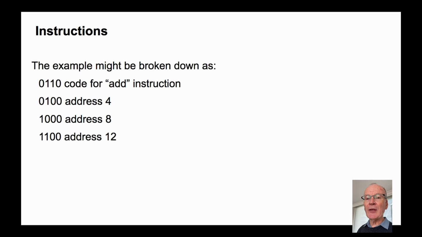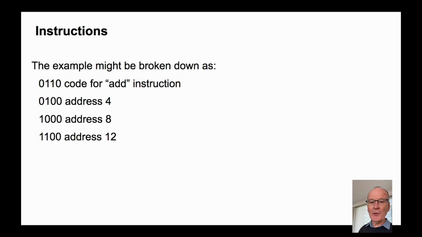So let's break down that bit pattern I had on the previous slide into its components, and we'll see how it's interpreted as an instruction. Now remember, this is a hypothetical computer. I just made up this instruction set, but it serves to illustrate the mechanism. So the first 4 bits I've designated as the actual instruction code, telling us what the instruction is. And in this case, I'm saying that 0110 is the code for the add instruction.